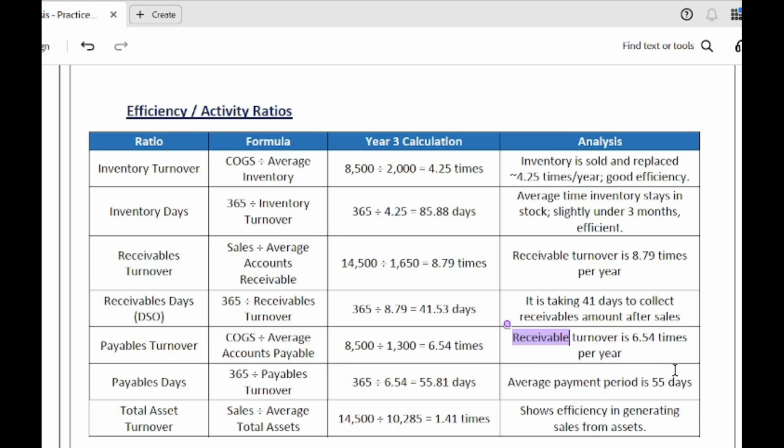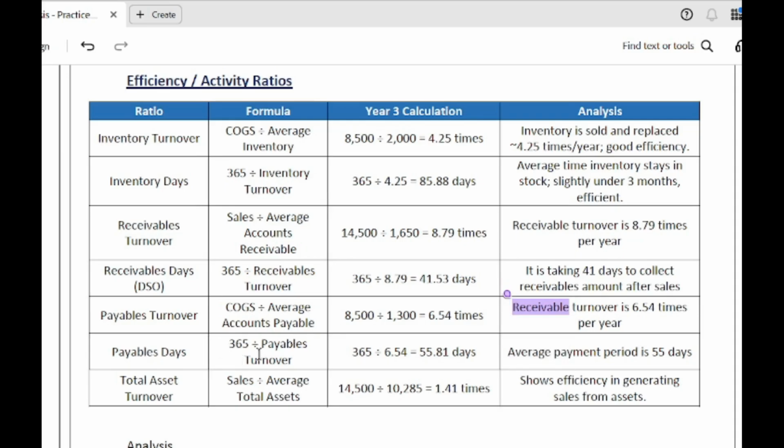That means this company is paying off its payable 6.54 times per year when we are comparing with the average accounts payable. So you can easily convert this payable turnover into number of days, that is 365 divided by 6.54, that is 55.8 days. That means, let's say, 56 days. That means after the purchase, this company is taking 56 days to pay its payables.